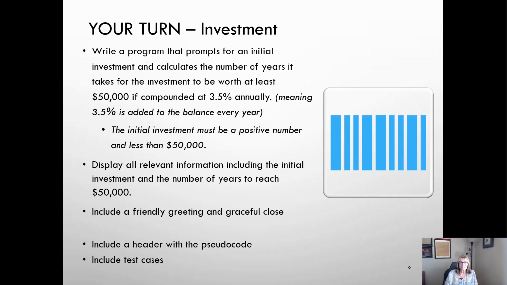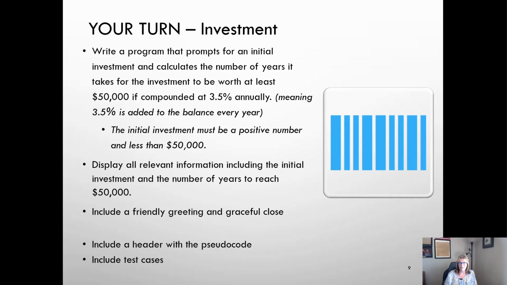So your video lab for this section is to create a program that's going to prompt the user for an initial investment and calculate the amount of time it will take that investment to reach $50,000 if the amount is compounded 3.5% annually. That means you're adding 3.5% to their initial investment every year. The initial investment is going to have to be a positive number, so don't allow them to add a negative 25 or a negative 10,000. And it also has to be less than $50,000 so that we can compound that annually up to $50,000.